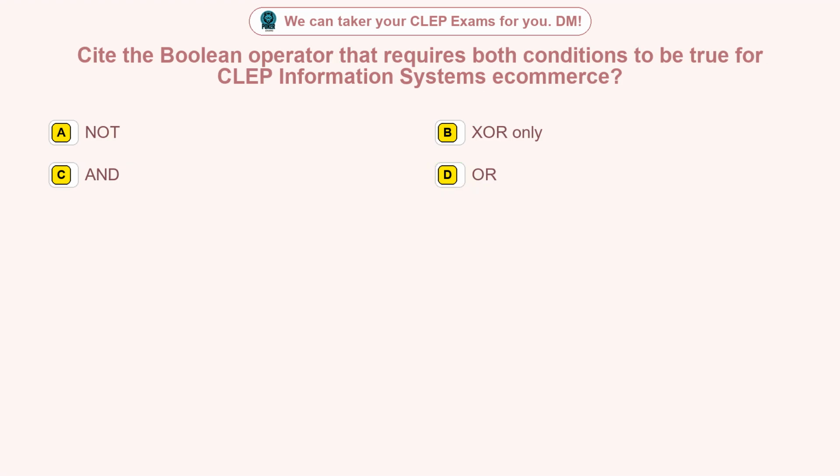Question 82. Cite the Boolean operator that requires both conditions to be true for CLEP Information Systems Ecommerce. Option A. Not. Option B. XOR only. Option C. And. Option D. Or. The correct answer is option C.